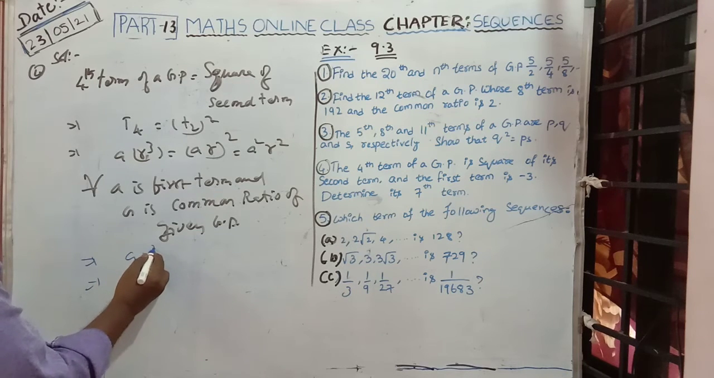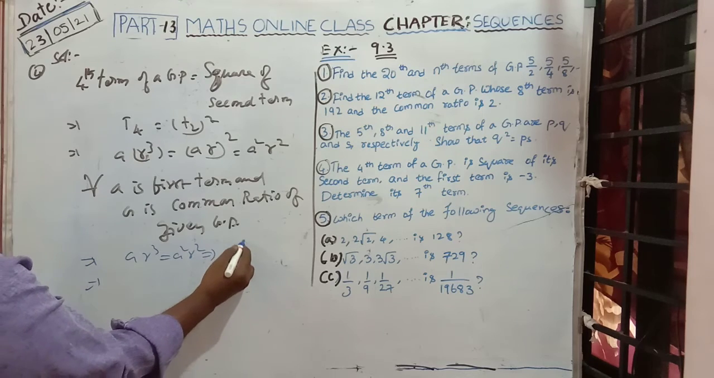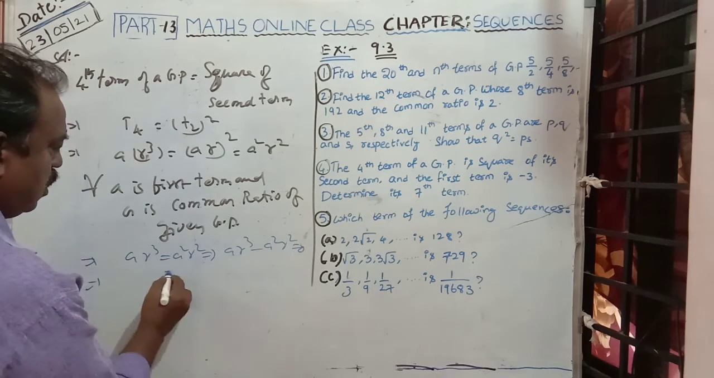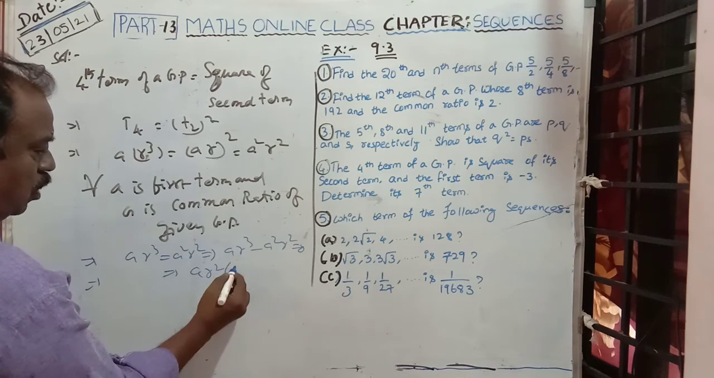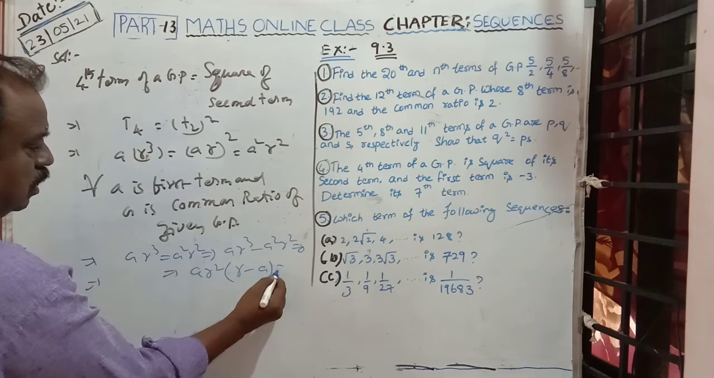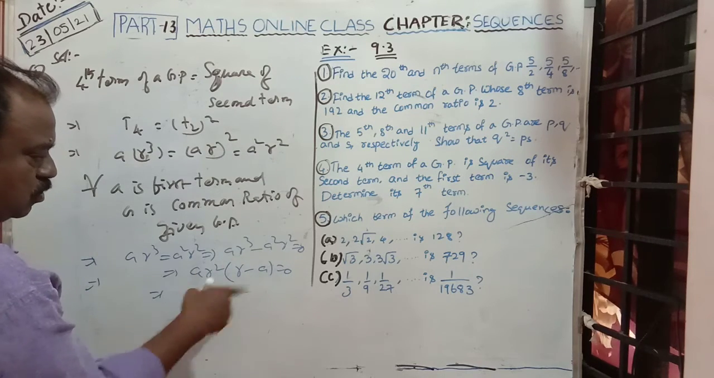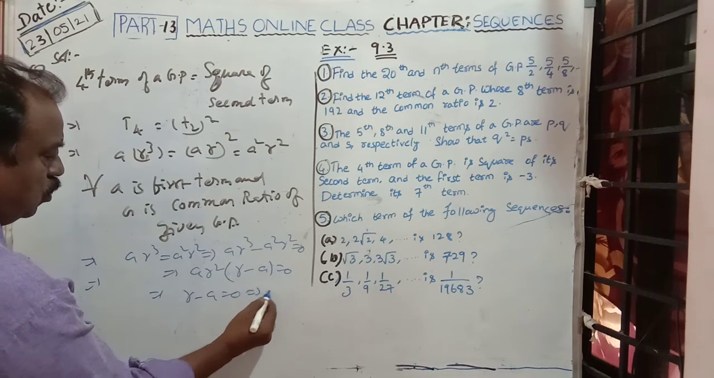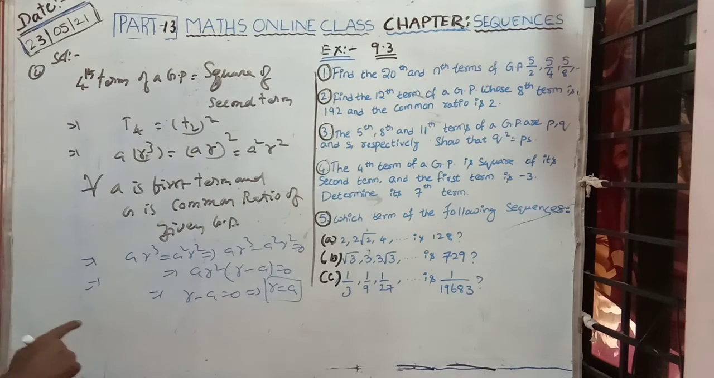It is A R cube is equal to A square R square. That implies A R cube minus A square R square is equal to 0. What is common? A is common, R square is also common. So R remains here, A remains there, and the other side is 0. So R minus A is equal to 0. So R is equal to A. Okay? Common ratio and first term are the same.